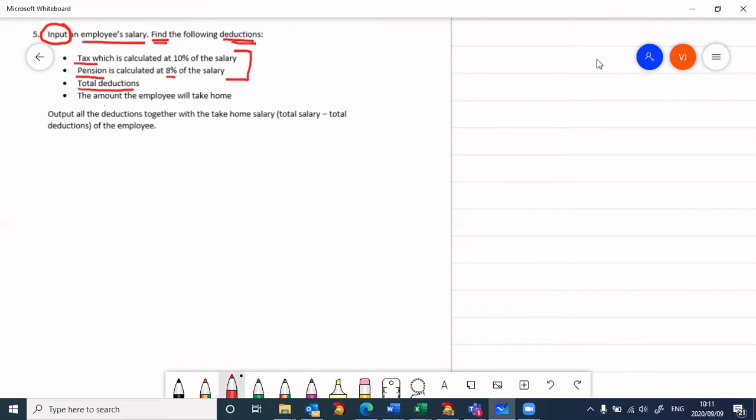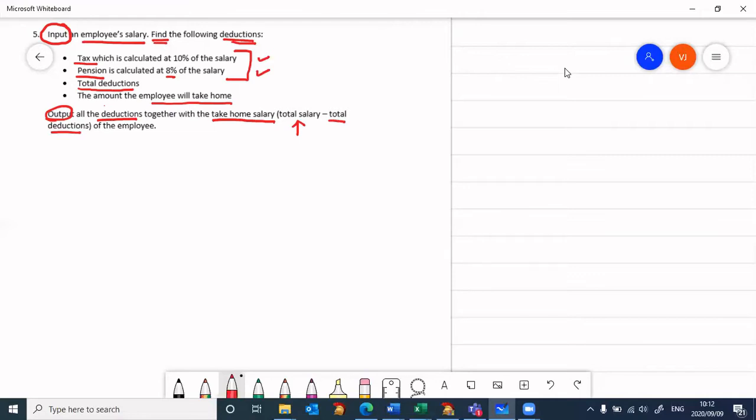And then we need to find the amount the employee will take home. Take home is the salary that the employee earns minus the total deductions, and that will give us an indication of how much he gets to take home. We need to output all the deductions, and these deductions are the tax and the pension. And we also need to output the take-home salary. And the take-home salary is the total salary minus the total deductions.